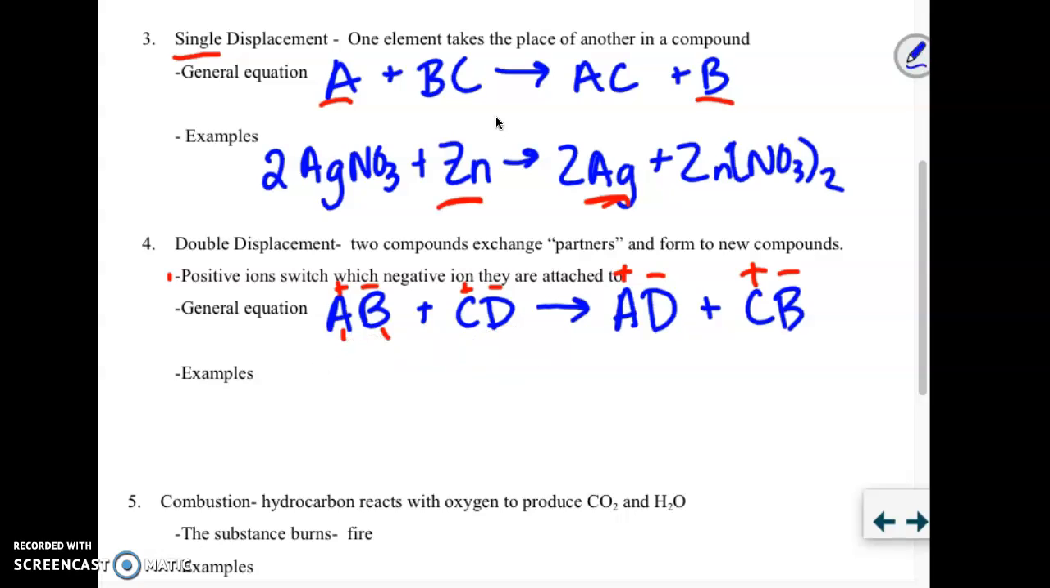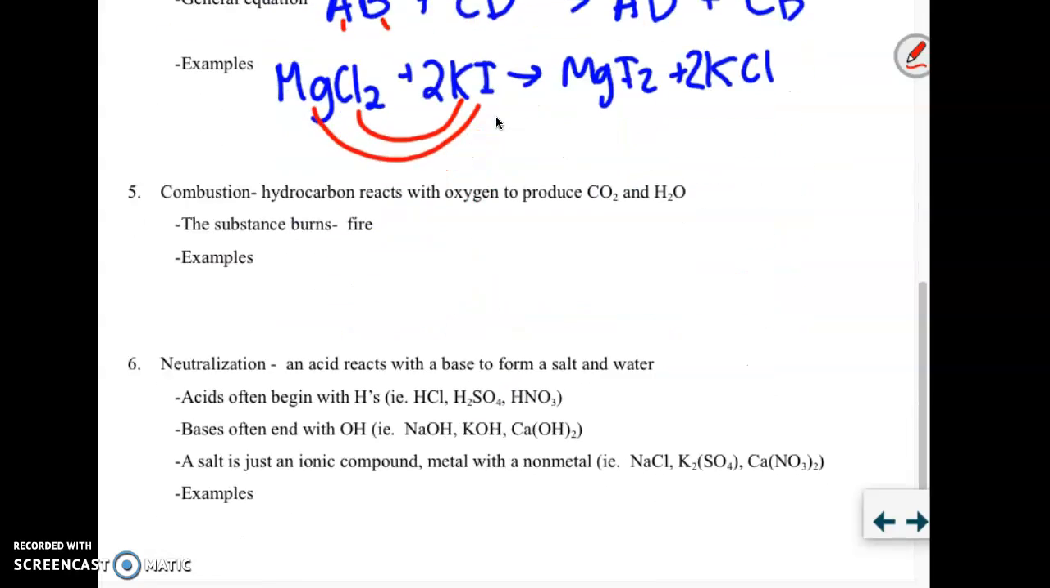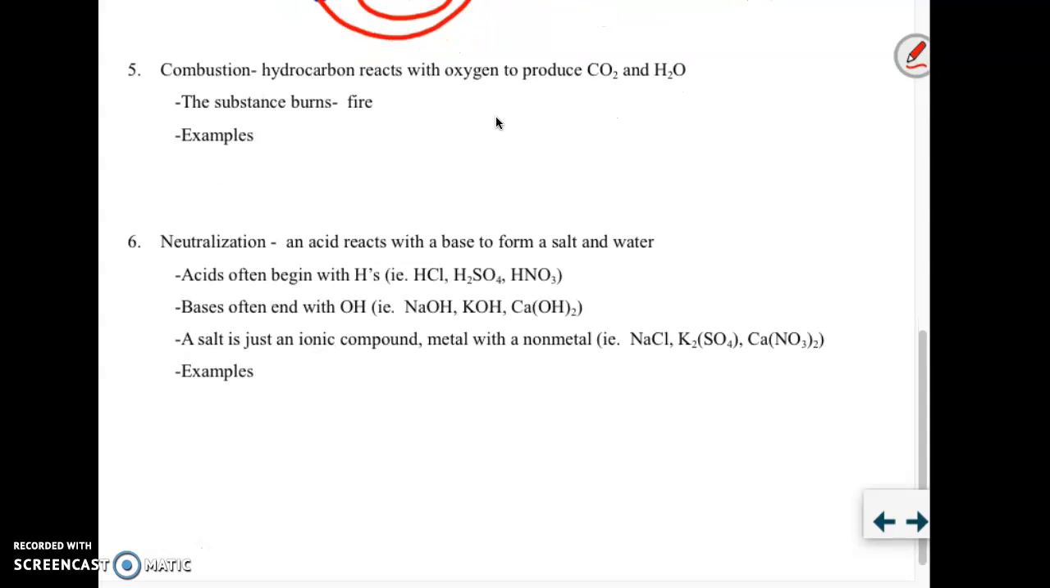All right? So an example of this would be magnesium chloride with potassium iodide would give you magnesium iodide and potassium chloride. There's a 2 in front of that to make it balanced. So here, the magnesium and iodine went together, and the potassium and the chlorine ended up together. Everybody flip-flopped. The last 2 are called combustion and neutralization.